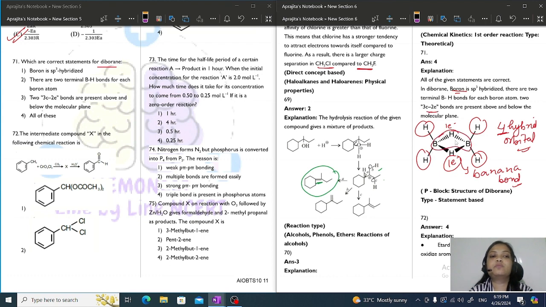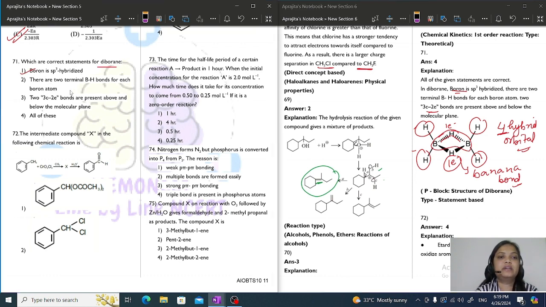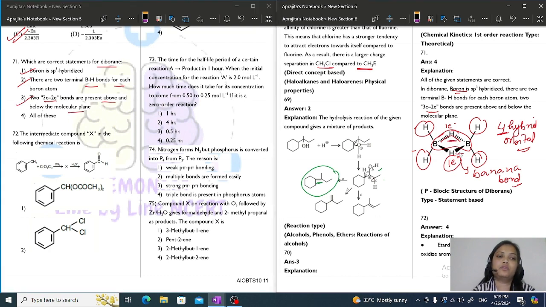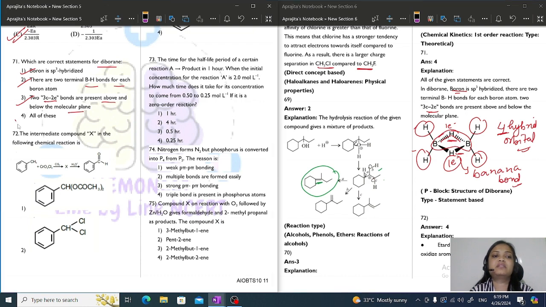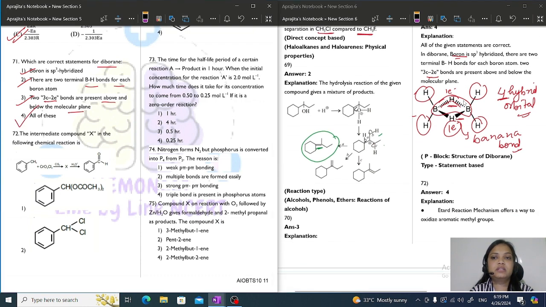So this molecule is not planar, although these terminal hydrogens are in this plane, but the bridge bonds that are formed, one is above the plane and one is below the plane. So first statement is correct. Boron is sp3 hybridized, 2 terminal BH bonds for each boron. This is also true. 2 3-center 2-electron bonds are present above and below the plane. Yes, you can see there are 2 3-center 2-electron bonds present. So it means the answer is option number 4, that is all the statements are correct.